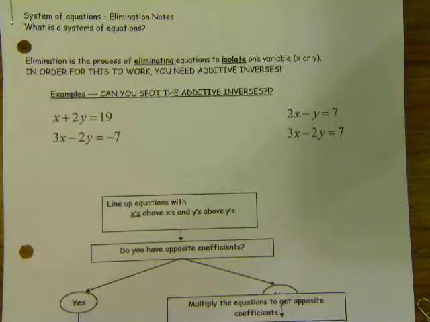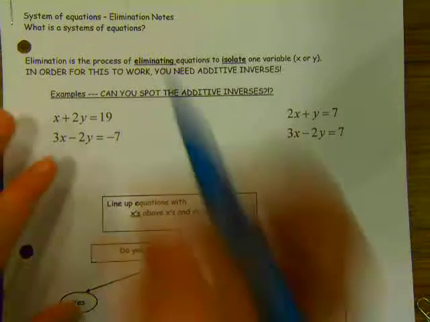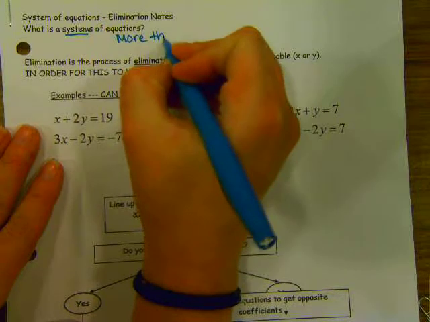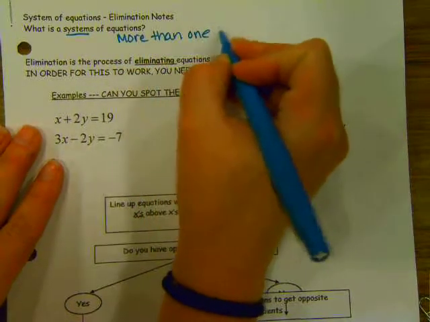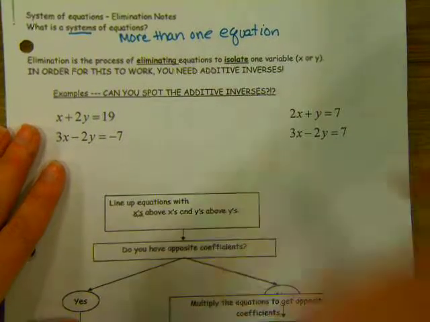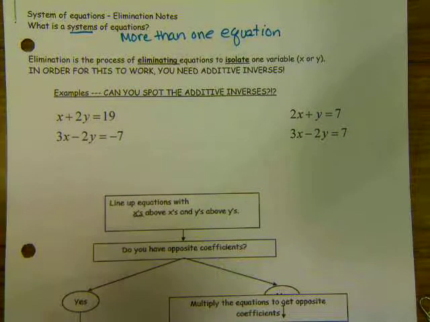Okay guys, so the first topic of today is system of equations, and we're going to solve them algebraically using elimination. Just as a reminder, what is a system of equations? It's more than one equation. So we're basically going to be comparing two lines, seeing if they have anything in common: one point, no points, or maybe all the points.